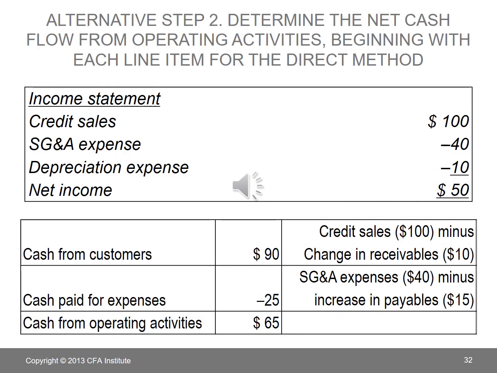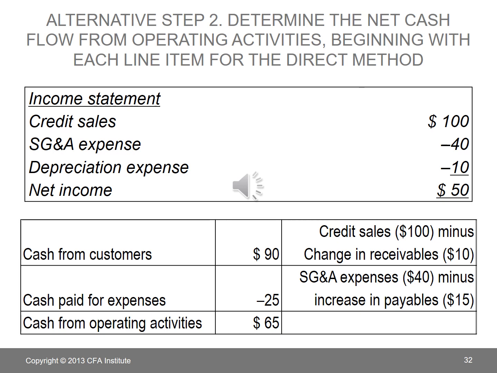Here we want to take a look at an alternative way to perform the second step, which was to determine the net cash flow from operating activities, beginning with each line item for the direct method. Now, to create the operating cash flows with the direct method, we need to work through each line item of the income statement. Here you see that there are credit sales of $100, but based on the increase in receivables of $10, one can tell that the company only collected $90 in cash.